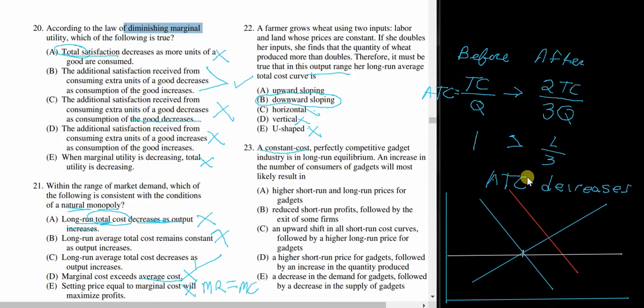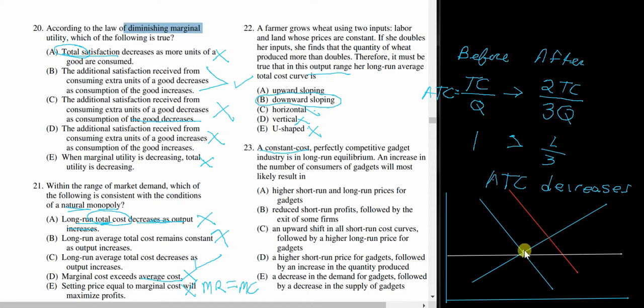Now I drew this gray line across because we know that this is a constant cost industry. Constant cost industry means the price will never change in the long run. All right, so we see that there's more customers for the gadget. So when we see more customers for the gadget, we have this red line now, which means that the demand for the gadget has increased.